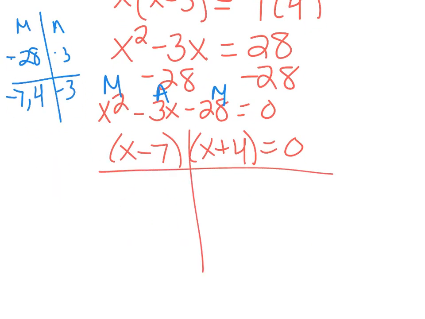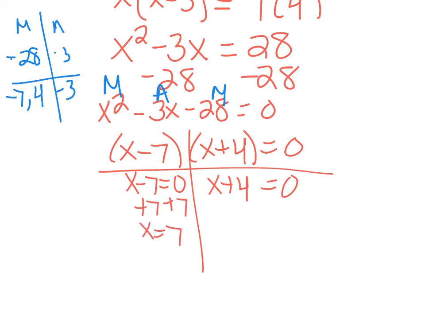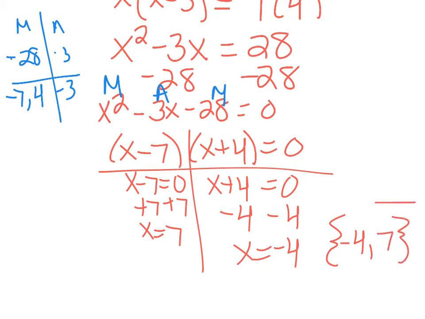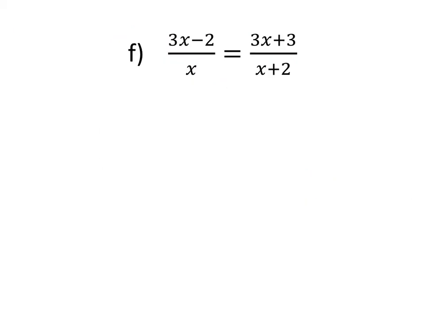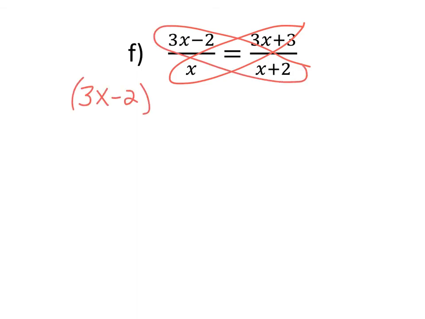Do a t-chart. x minus 7 equals 0. x plus 4 equals 0. Add 7. We get x equals 7. Subtract 4. We get x equals negative 4. Making the roots negative 4, comma 7. Okay, I'll do one more with you, and I'll do letter F. We're still cross multiplying. So I have 3x minus 2 times x plus 2 equals x times 3x plus 3.